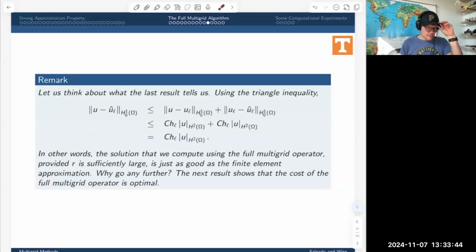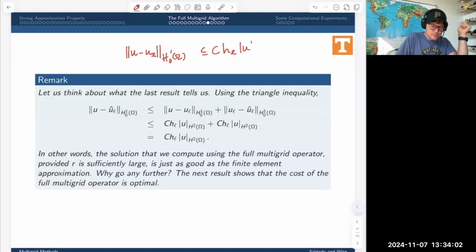So remember, if we look at the difference between U and the finite element approximation, we proved that this is less than a constant times HL times the order 2 Sobolev seminorm. Right? We already showed that. That's a standard, basic finite element error estimate. So it combined two things. It combined Céa's lemma and then approximation theory from interpolation error.